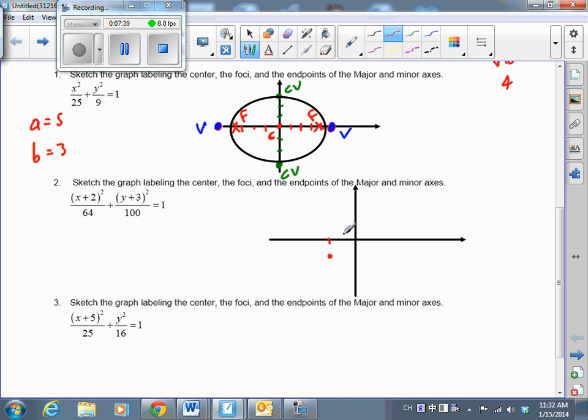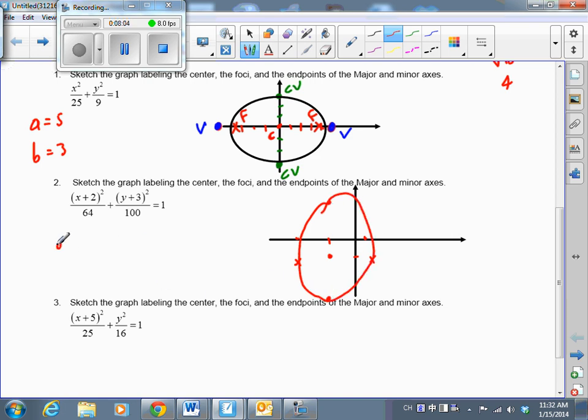I said this is at -2, this is at -3. So it's for space that I don't actually count them. And I will count 10 units up and down. So 10 units up and down, and 8 units left and right. It's going to give you these points, and you will end up with something like this.